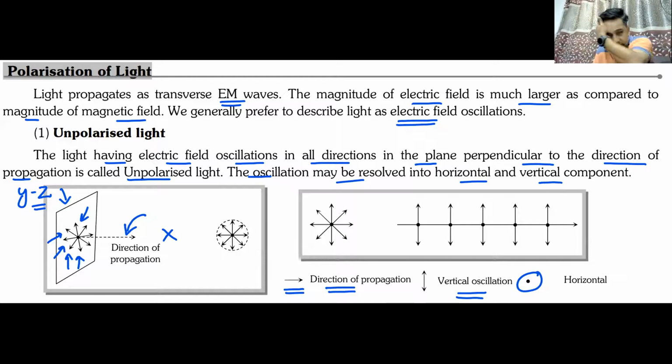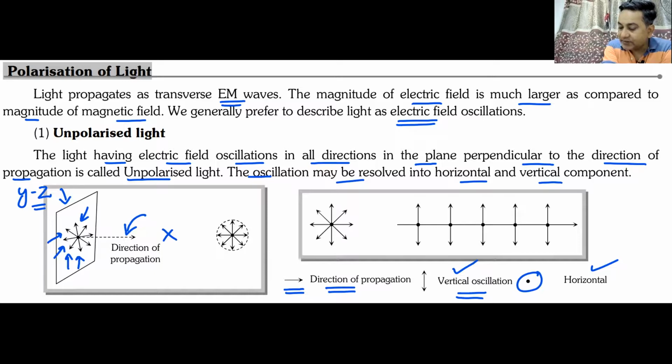If light is moving in the x direction, the electric field will be anywhere in the YZ plane. You can resolve it into two directions, vertical and horizontal. This type of light, where electric field can go in any direction perpendicular to the direction of propagation of light, is known as unpolarized light. Then the name of this chapter is polarization.